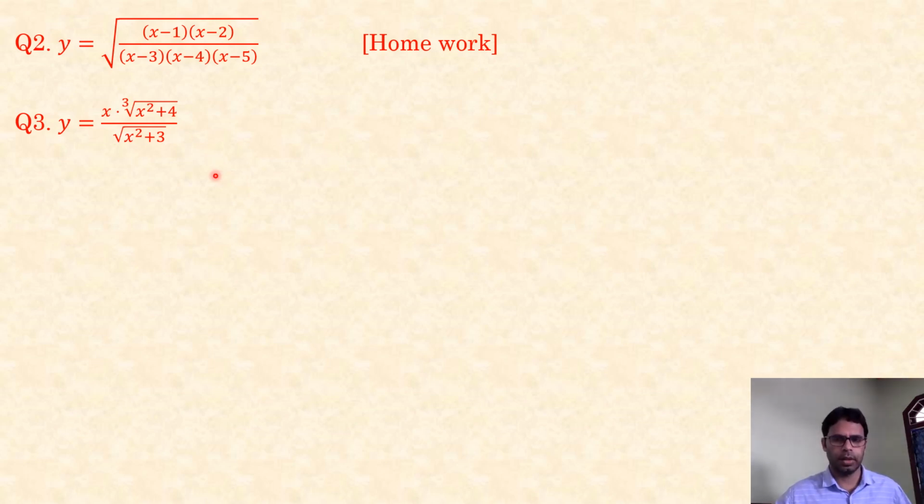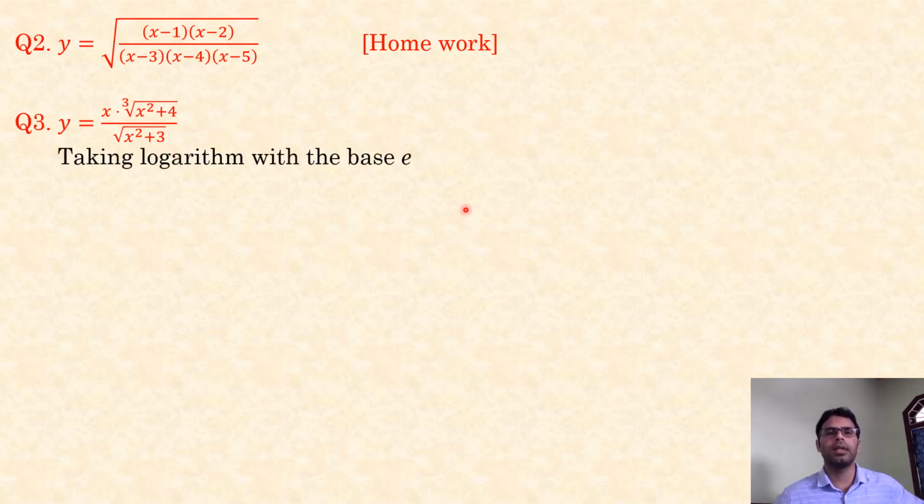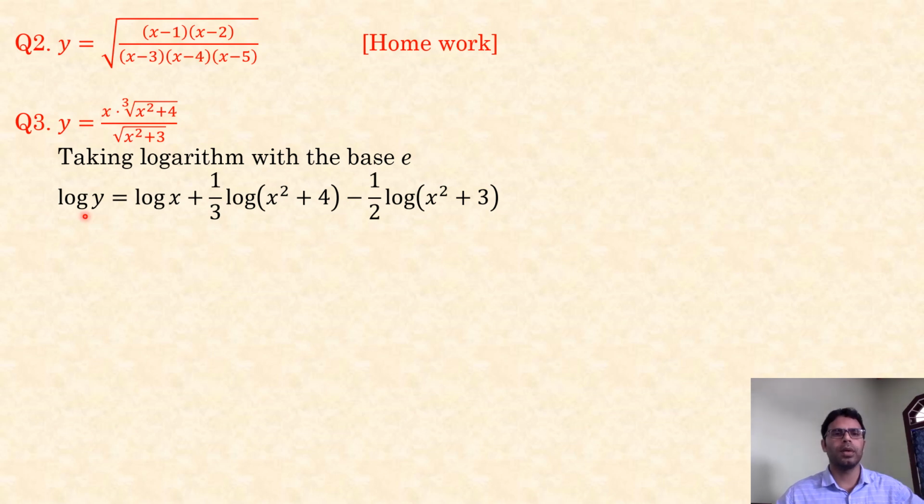So this is the question now, and here you take logarithm. Taking logarithm with the base e, the left-hand side is log y, which is equal to, this is a product, so I am writing it directly, skipping one line: log of x, plus, then it is whole to the power 1 by 3, so that 1 by 3 will come out, times log of (x square plus 4), and this is the denominator, so minus, since it is a quotient, and the square root means the power half will come out of the logarithm, times log of (x square plus 3).